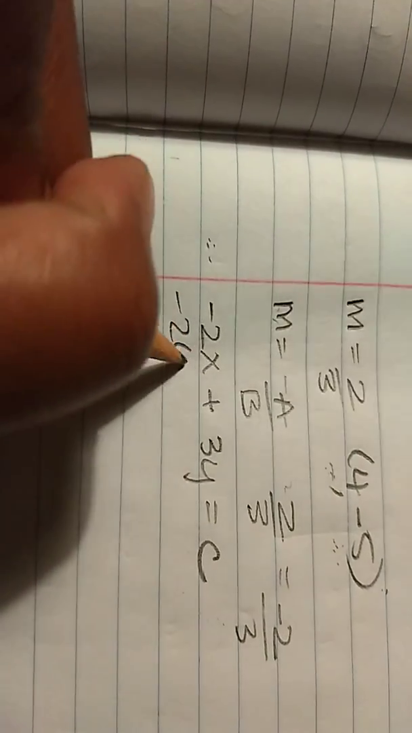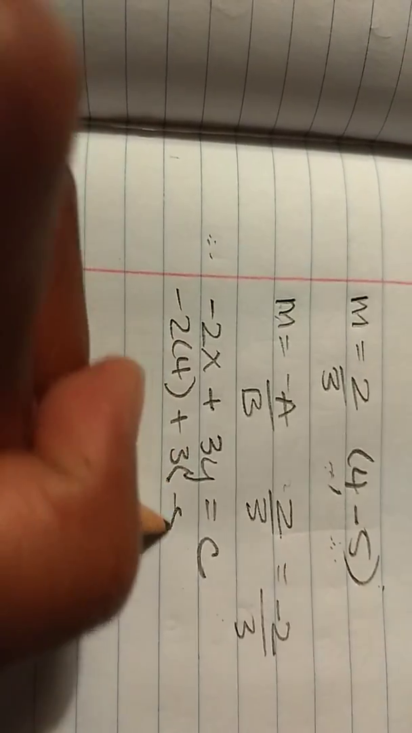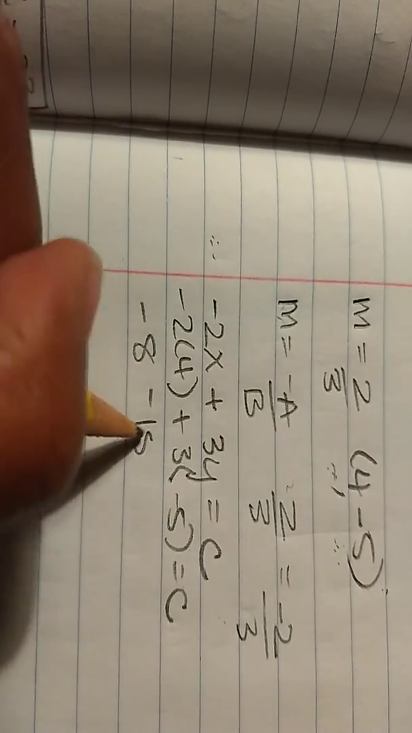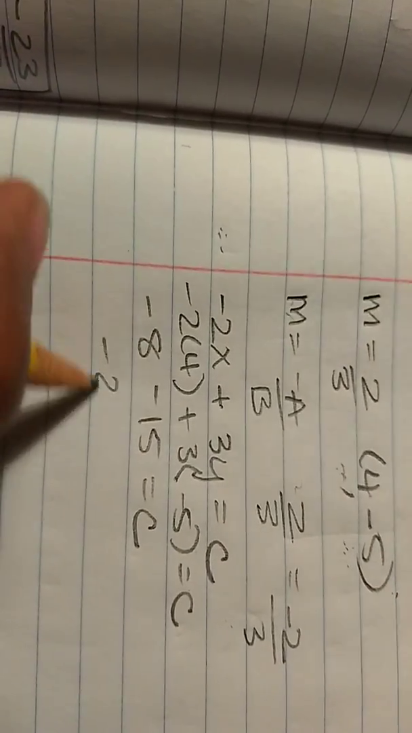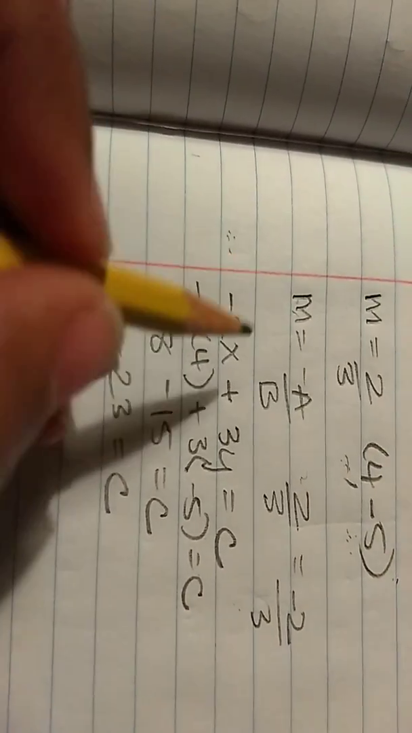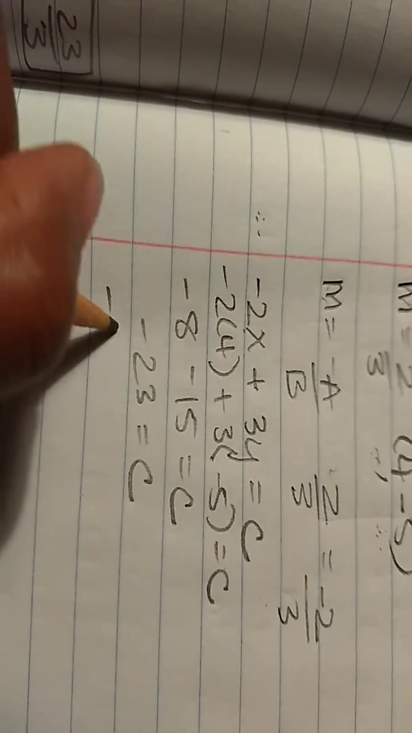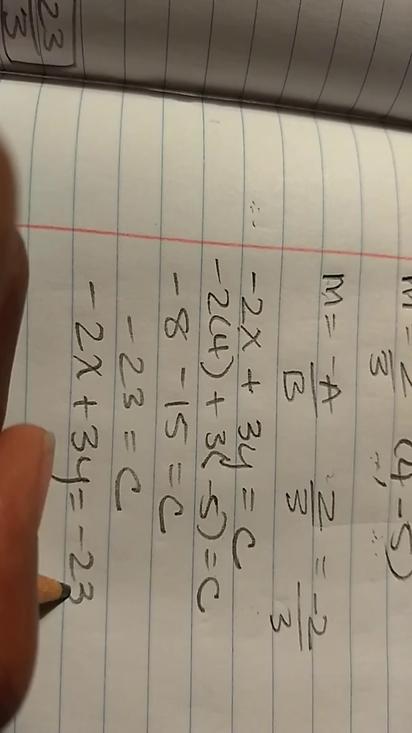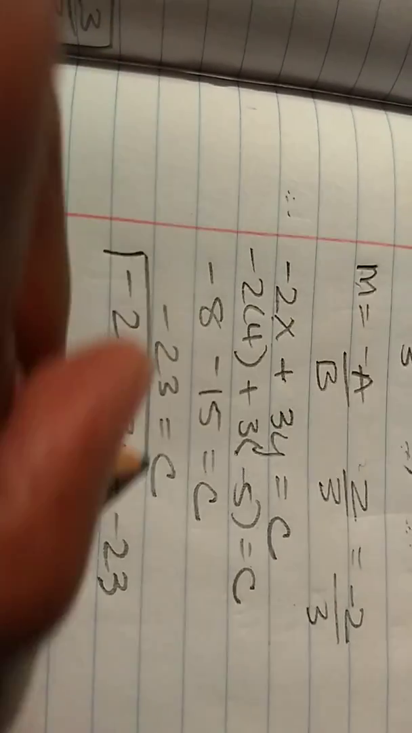I need a C. So I'll substitute my 4 and negative 5. So negative 2 times 4 plus 3 times negative 5 equals C. Solve. Negative 8 minus 15 equals C. Negative 23 equals C. And now I have an A, B, and C, and I can go back to this and say negative 2x plus 3y equals negative 23. And that's exactly what I got here and exactly what I got here.